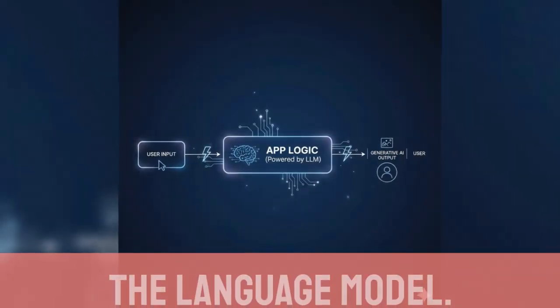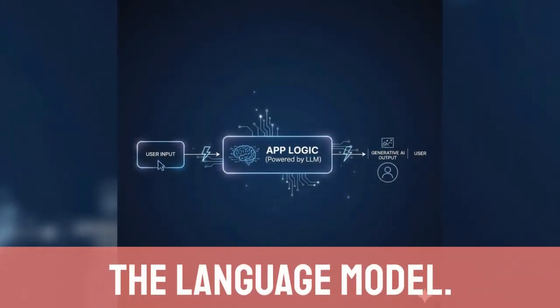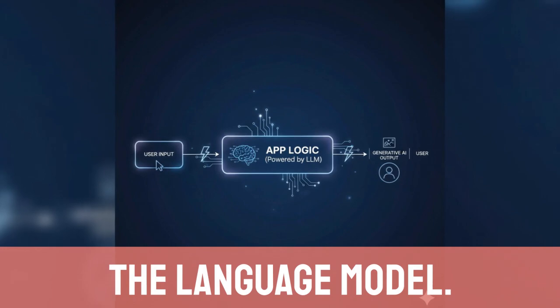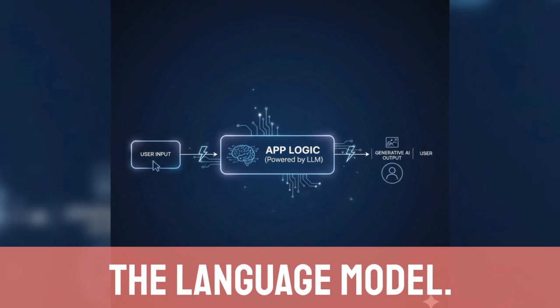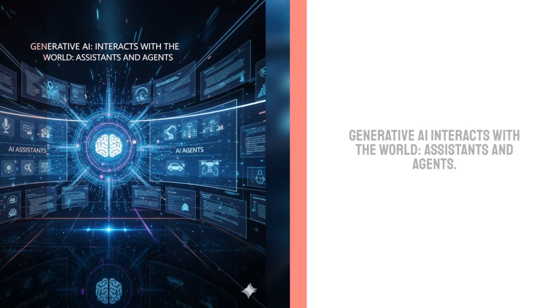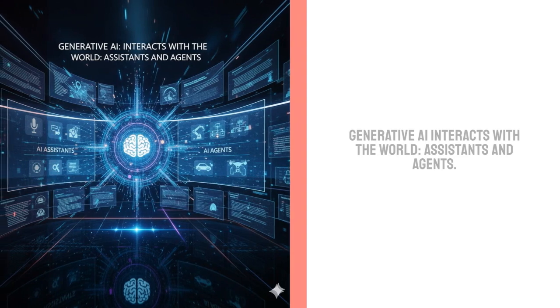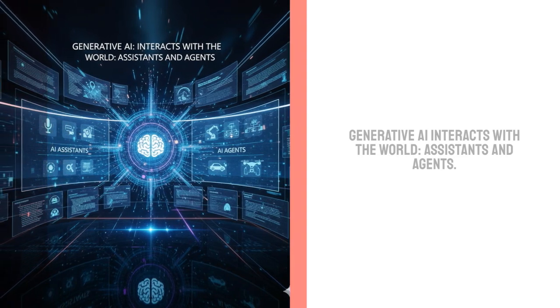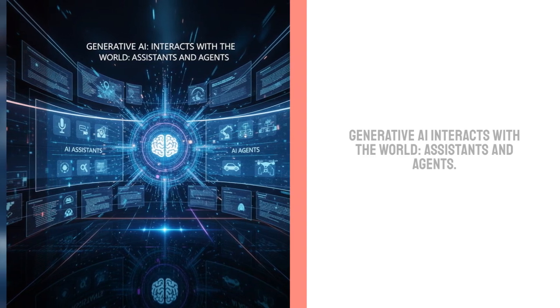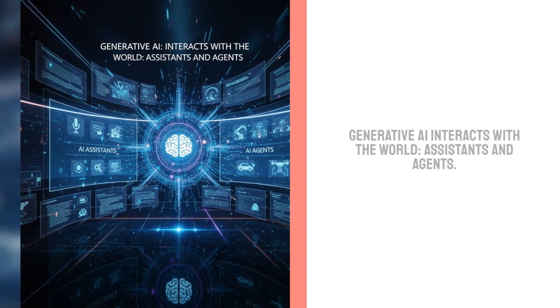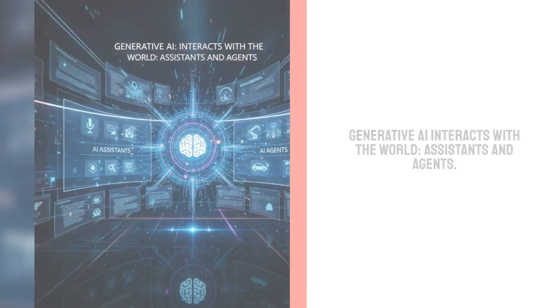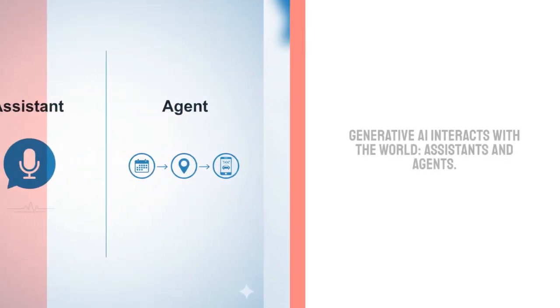To build those impactful applications we just explored, we must start at the foundation, the language model. Think of the language model as the brain of the operation. It powers the crucial app logic. It's the component that handles the reasoning and understanding behind the scenes, processing the user's request and generating the appropriate natural response. Now, let's distinguish two key ways generative AI interacts with the world: assistants and agents.